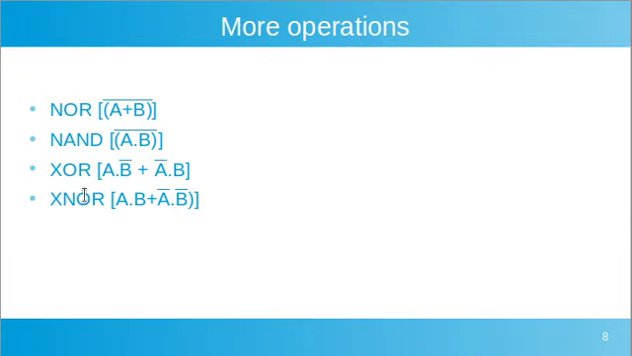These are some more operations in Boolean algebra which are frequently used, and we can derive them from these basic operations. The NOR operation is the NOT of the OR operation. The NAND operation is the NOT of the AND operation. XOR is more difficult, that is A and B not, or A not and B. XNOR is A and B, or A not and B not.